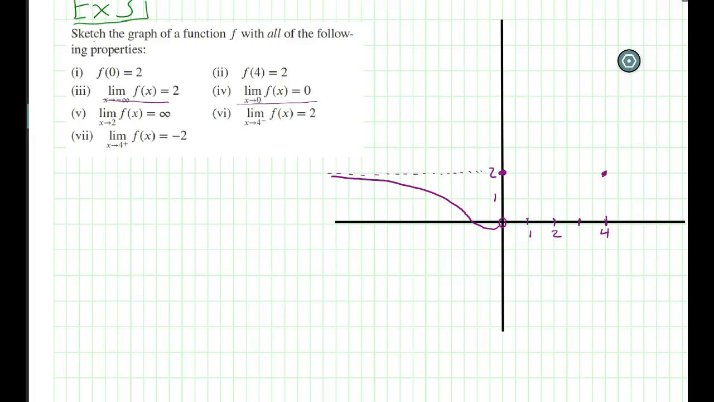It's also given that the limit as x approaches 2, the two-sided limit, is infinity. So that means that the closer we get to where x is 2, the further up towards infinity this is going to be. So that must look something, okay, not like that. It shouldn't ever cross this line, but more like that.